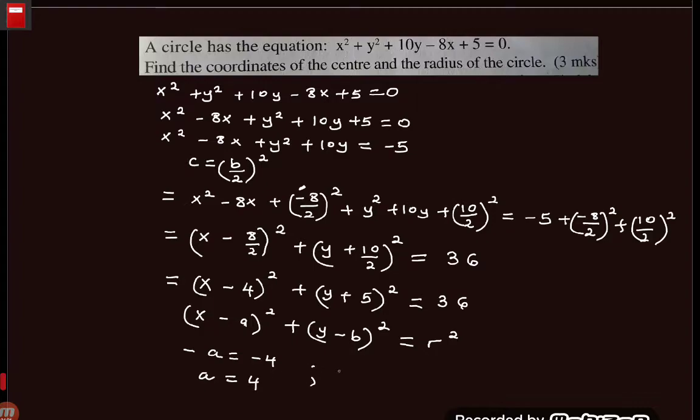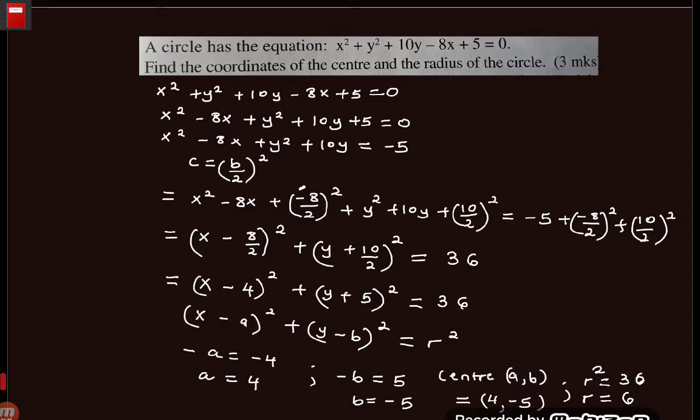For the second one, we have negative b is equal to positive 5, meaning that b is equal to negative 5. So the center of the circle is given by a, b, and the center therefore is 4, negative 5. The radius of the circle will be given by radius squared is equal to 36, meaning that radius alone is equal to the square root of 36, which is 6 units.